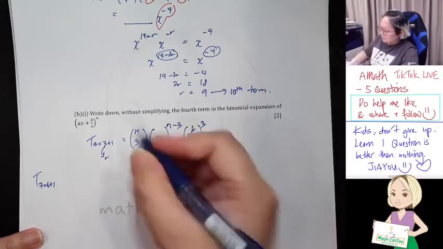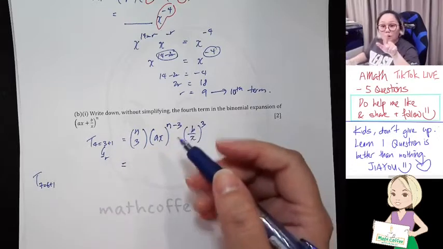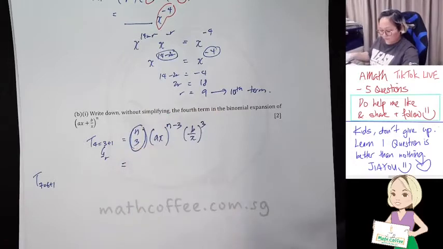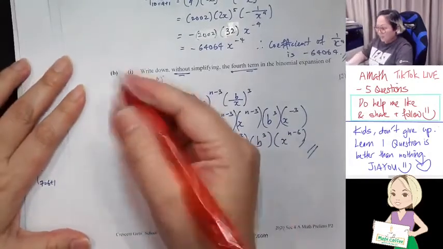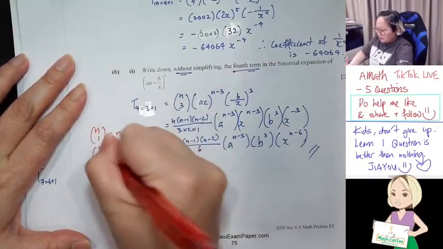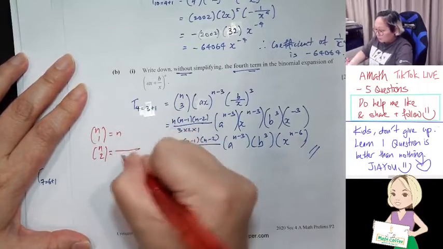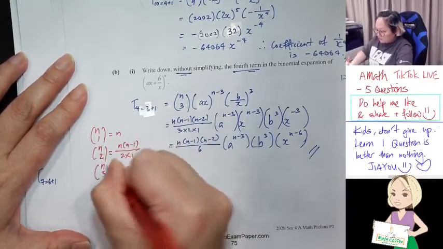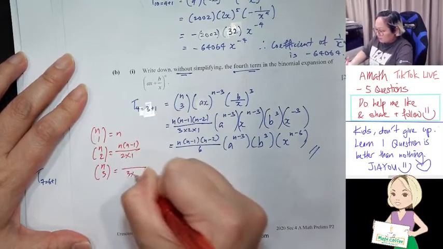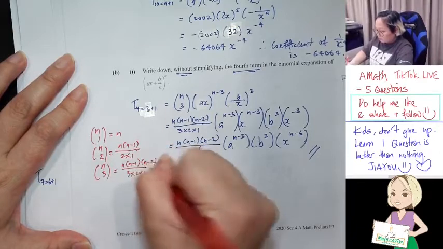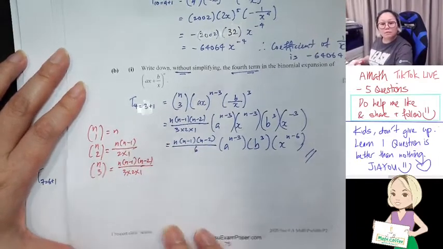Okay? So then after that, see here, a lot of kids don't know how to write n choose 3. Take note, this is very important. Okay, I'm going to put here. Kids, over here, if it's n choose 1, it's just n. If it's n choose 2, it is 2 times 1 at the bottom, and n times n minus 1 on top. If it's n choose 3, it will be 3 times 2 times 1 at the bottom, and n times n minus 1 times n minus 2 on top. Must know.